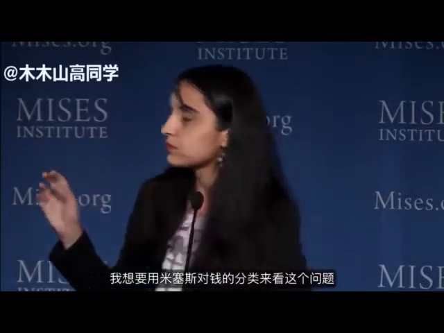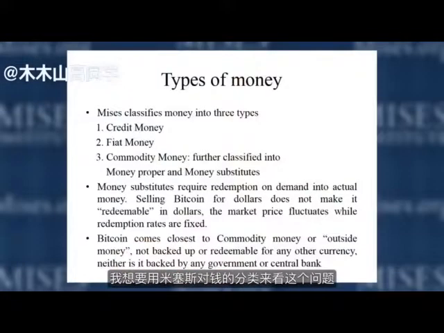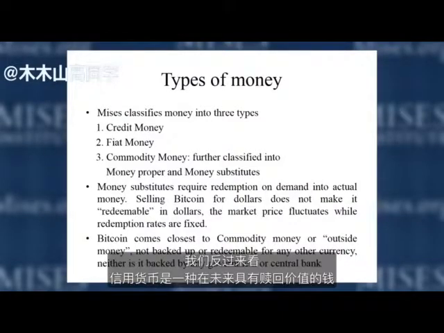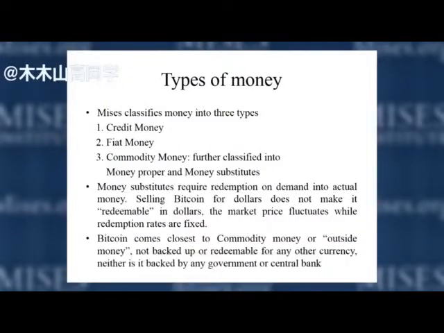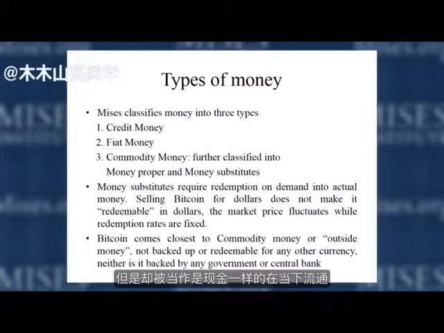Think of it in terms of Mises's classification of the types of money. He used three classifications: credit money, fiat money, and commodity money. We'll go through it in reverse. Credit money is money that is going to be redeemable sometime in the future, okay? But currently it is circulating and being used as cash.